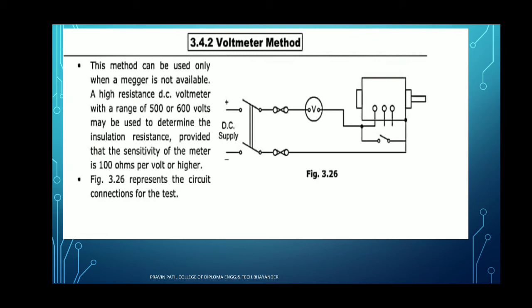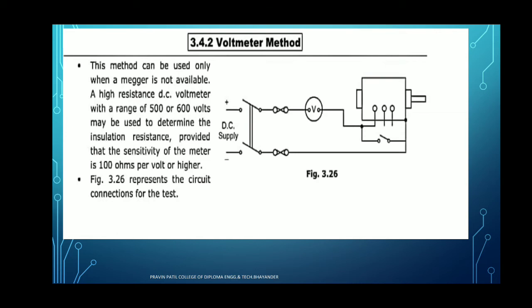Then the terminal of the voltmeter is directly connected to the electrical machine or electrical device. The pointer of the voltmeter will move, and we can easily observe the insulation resistance of that electrical machine with the help of the voltmeter readings. So these are some of the devices which are used for insulation resistance measurement.